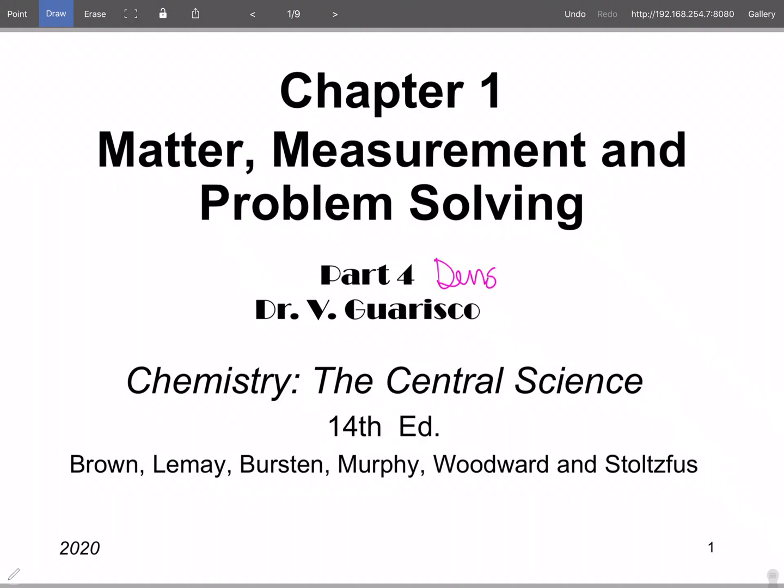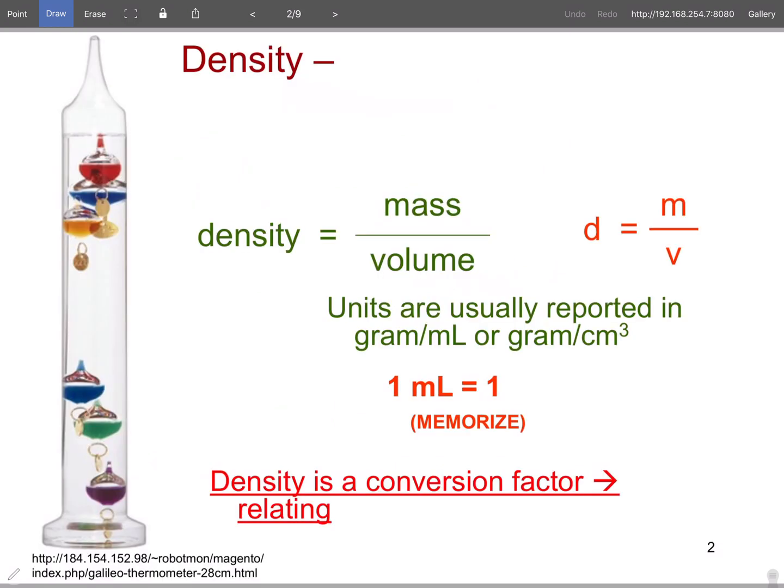Density and the unit of joules. Okay, we've actually talked about density as an intensive property. We've talked about grams, liters, and length. So we're going to start putting the species together. The first thing we're going to talk about is density.